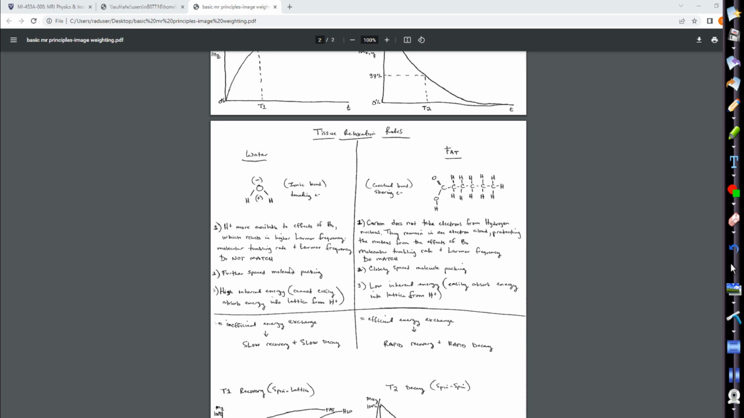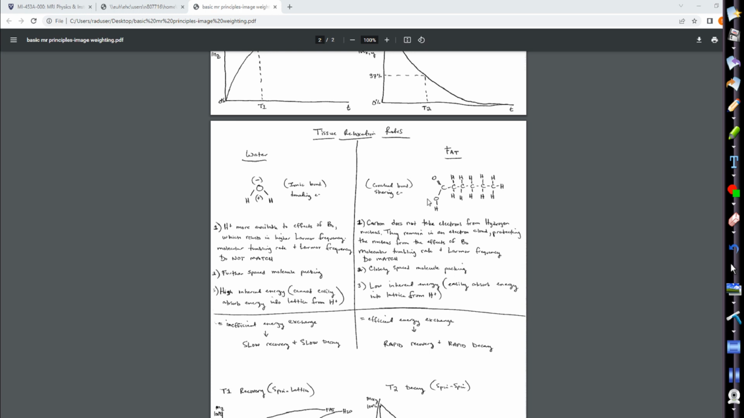Water is also a liquid, right? So water, if you put it in a beaker, those little water molecules are free-flowing. They're not as closely packed together. So this is where you get the T2 decay, because you're not giving off energy to the neighboring spins as quickly.